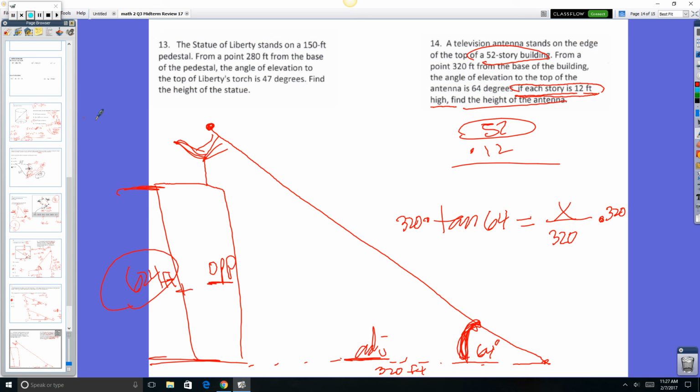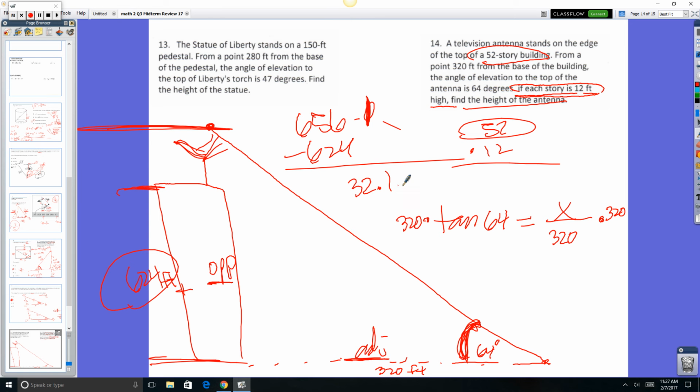So from the very top to the bottom, the total distance is 656.1, I guess. And we're going to minus 624 of that, because that's how much the building takes up. So if you minus 624 from that, that antenna is going to be like 32.1 feet tall. That's how tall the antenna is.